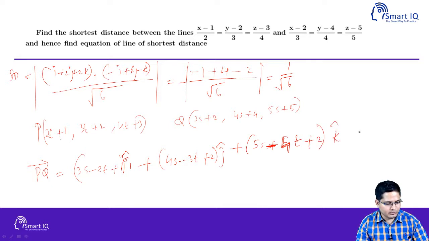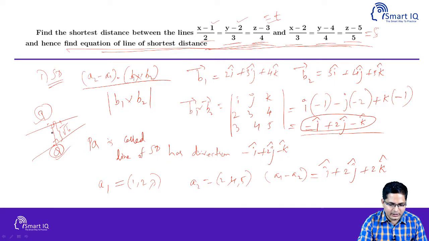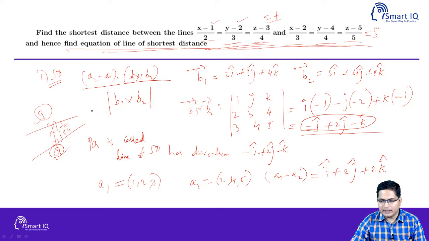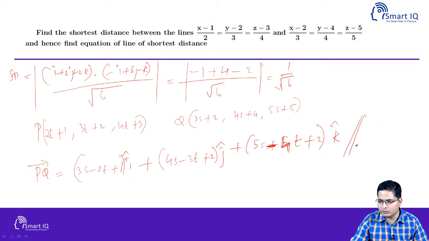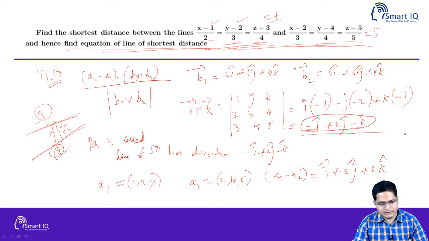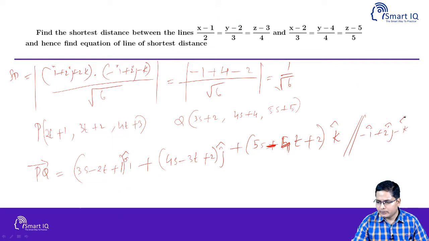Why am I finding the direction of PQ? What is the use of the direction of PQ? The direction of PQ is perpendicular to both line 1 and line 2, and the direction of PQ is basically minus 1, 2, minus 1. So we will get the ratios. So basically this is parallel to minus i cap plus 2 j cap minus k cap. What do we mean by parallel vectors? For two parallel vectors, the corresponding component ratios must be the same. So let me equate the ratios.